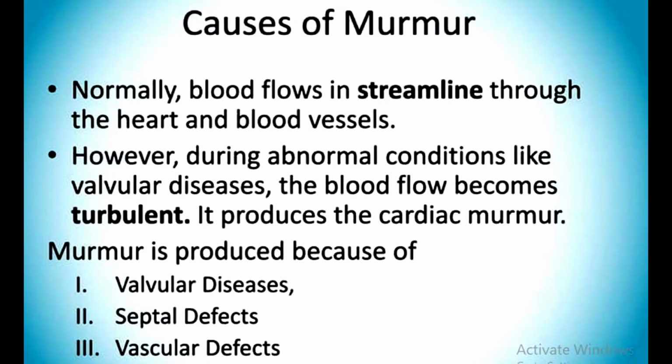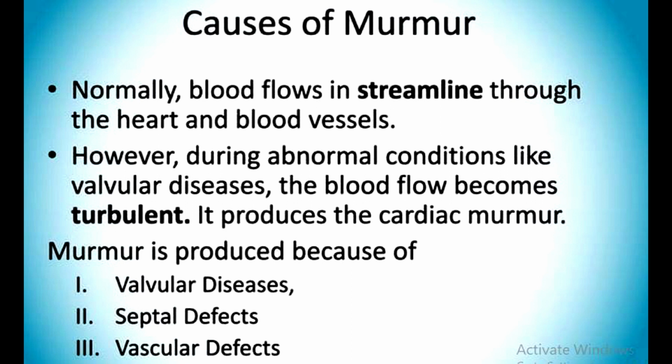Now, what are the causes of the murmur? The cardiac murmur is produced mainly because of change in the pattern of the blood flow. Normally, the blood flows in a streamline through the heart and the blood vessels. However, in abnormal conditions, like in case of valvular disease, the blood flow will become turbulent. That is why it will produce the cardiac murmur.